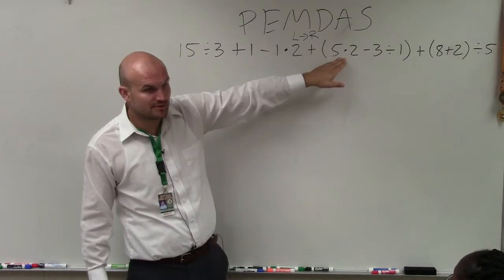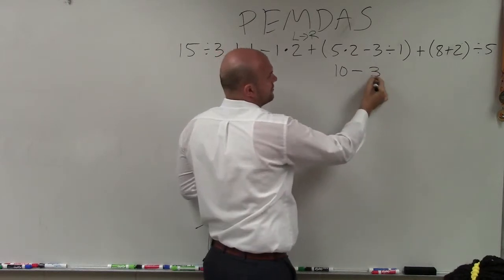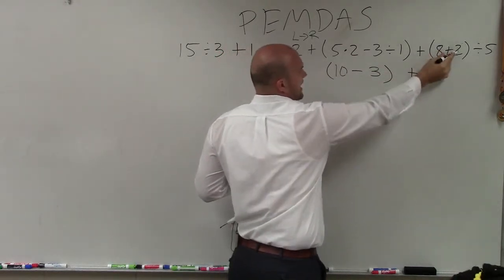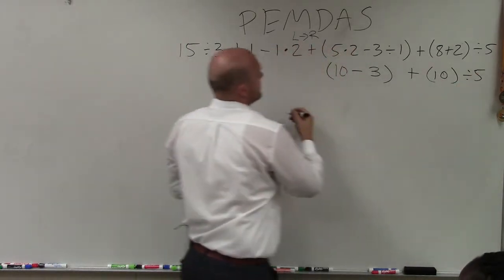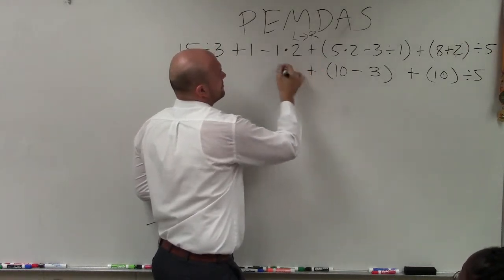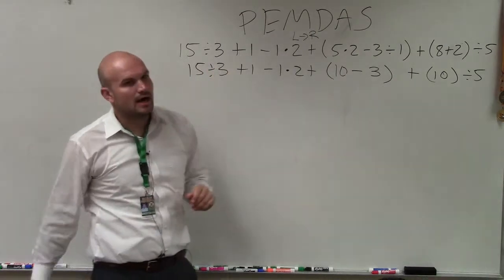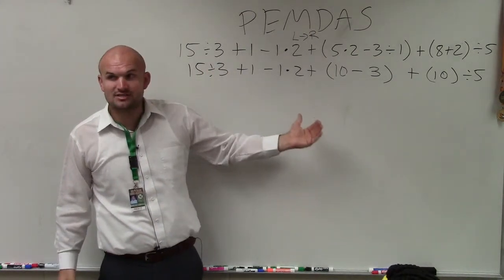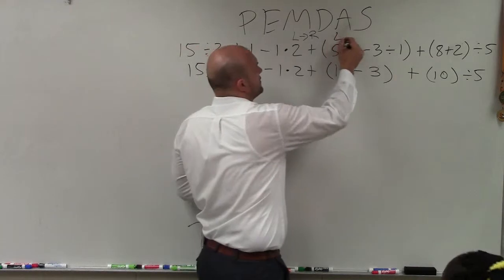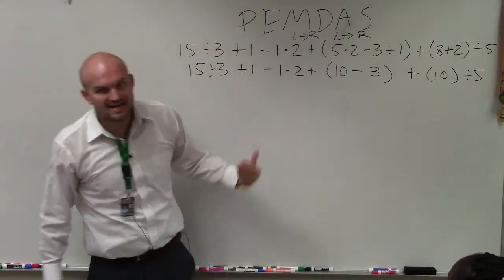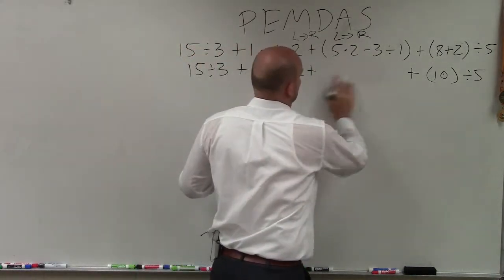5 times 2 is 10, so we do that first. I can't subtract yet. 3 divided by 1 is still 3. Plus 8 plus 2 is 10. OK? Now I can still simplify my parentheses. So now we do addition and subtraction. Again, addition and subtraction, we have to go from left to right. So to not have to keep on writing this, 10 minus 3 is going to be 7, right? So let me just simplify this.